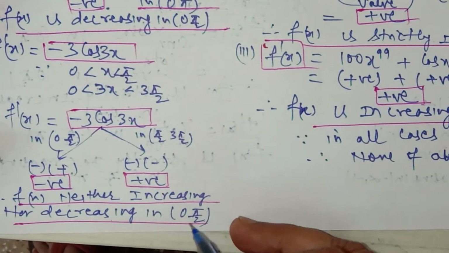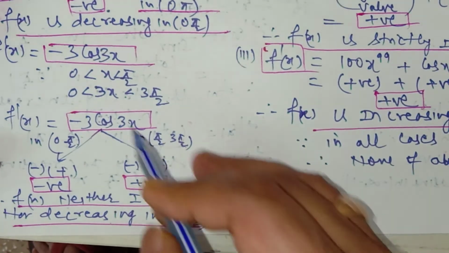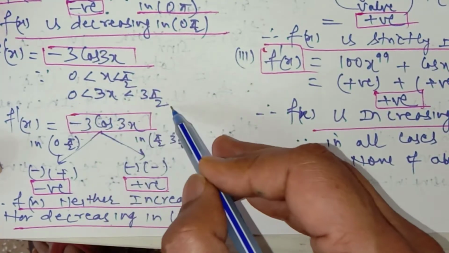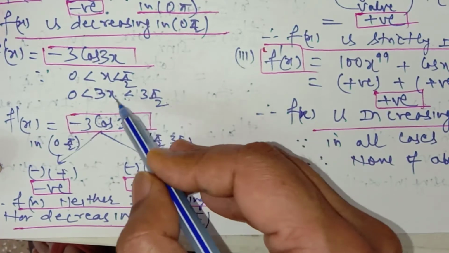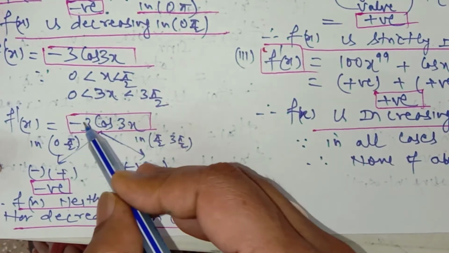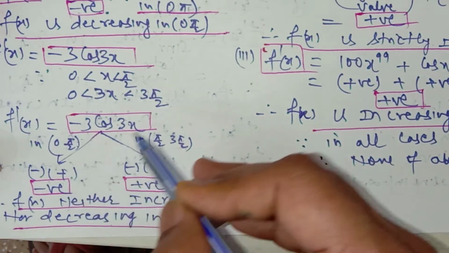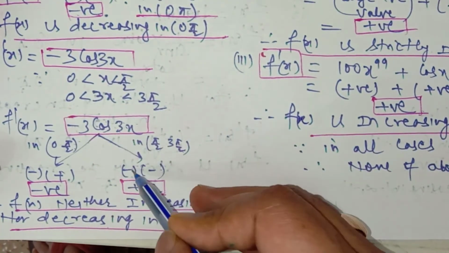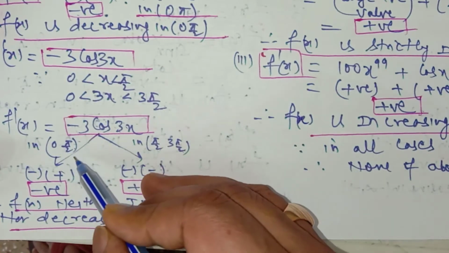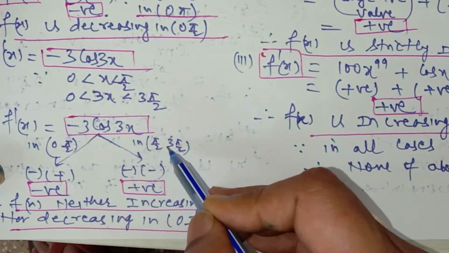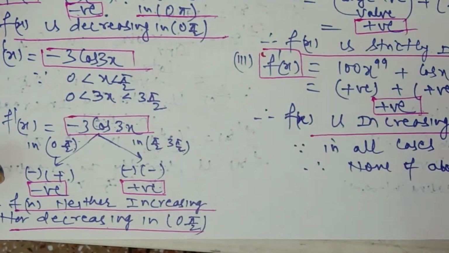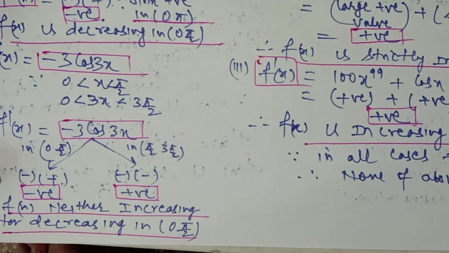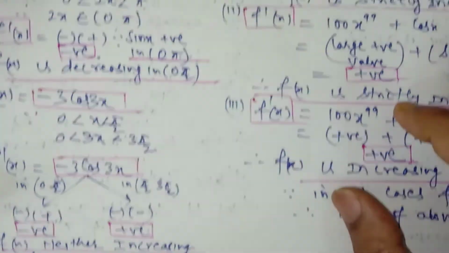Because with x from 0 to pi by 2, now 3x will be from 0 to 3 pi by 2, and from 0 to 3 pi by 2 there are three quadrants. In the first quadrant, cos is positive, so negative times positive will be negative. In the second and third quadrant, cos will be negative, so negative and cos negative means positive. So in some interval it is decreasing, in some interval it is increasing. So we can say that it is neither increasing nor decreasing in the interval 0 to pi.